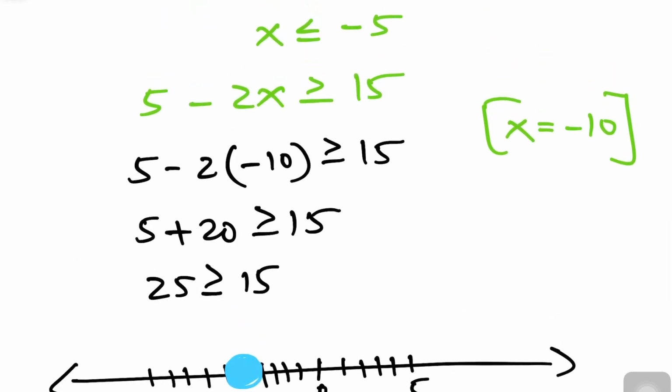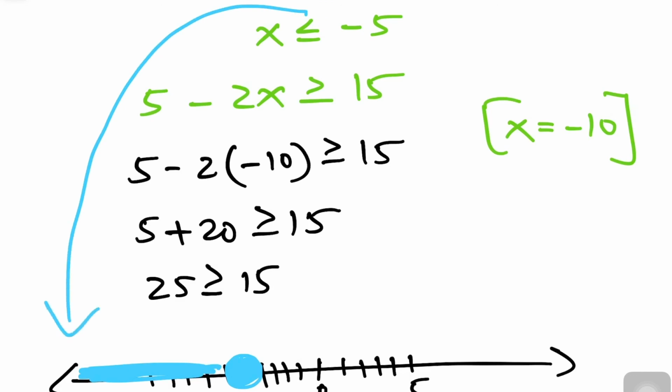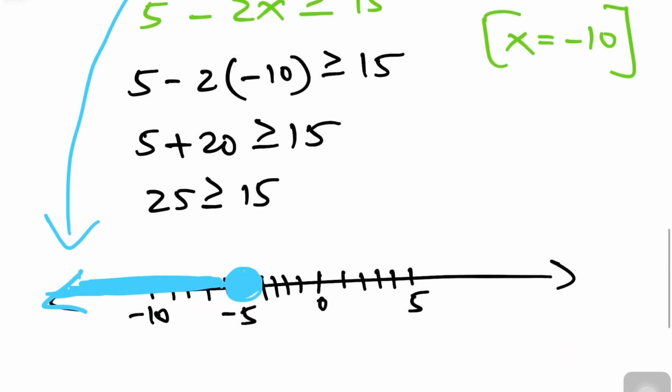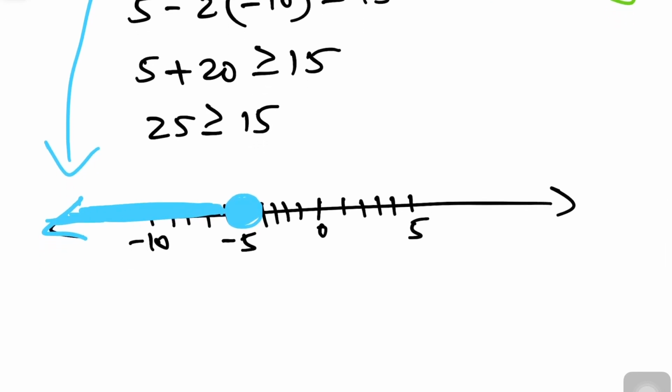Why closed circle? Because we have an equal sign. And which way are we moving, to the right or to the left? So we're moving to the left, okay? Left. And as you can see, this sign is also suggesting that we have to move to the left. So this will be the number line, okay?